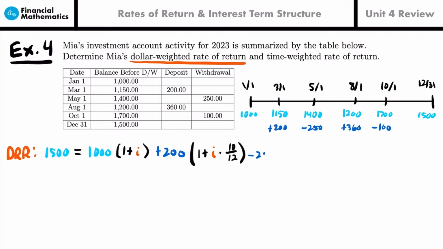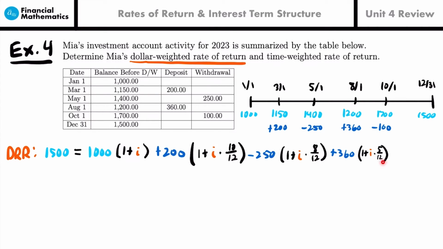Okay, now let's move on to our next cash flow, which is a withdrawal of $250. So we have minus 250, and then that was made on May 1st. So including May, there are 8 months left in the year that we need to accumulate that for. So we have 1 plus i times 8 divided by 12. Then we have a deposit of $360 on August 1st. So we'll have plus 360 times 1 plus i times the number of months left in the year that you need to accumulate that deposit for, which including August is 5 months. So we have 5 divided by 12.